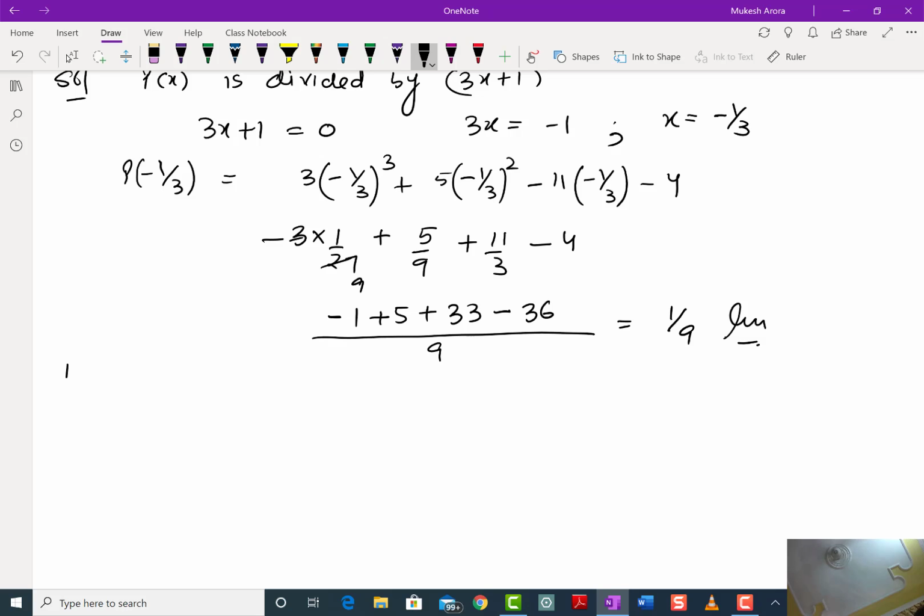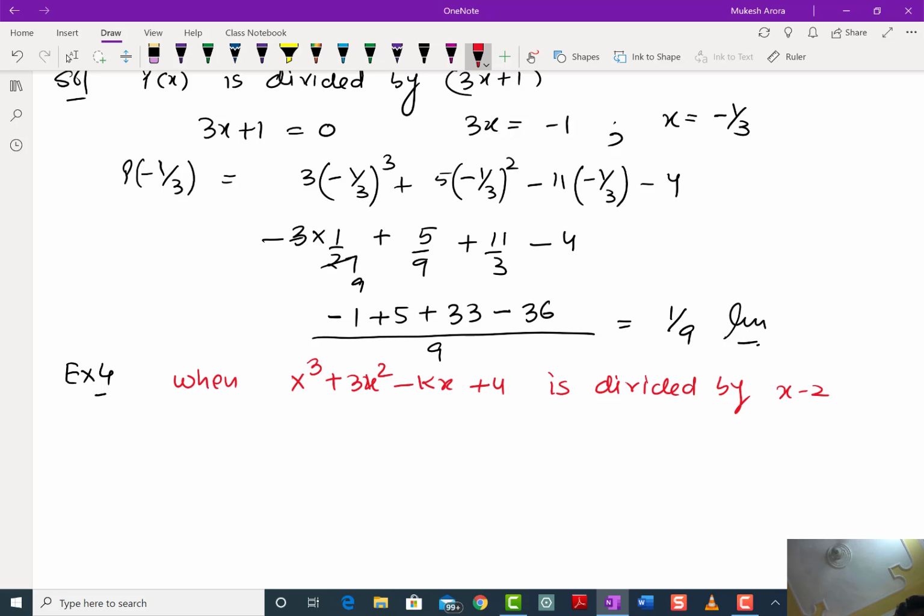Right. Question number 4. When x cube plus 3x square minus kx plus 4 is divided by x minus 2, the remainder is k. Find the value of k.